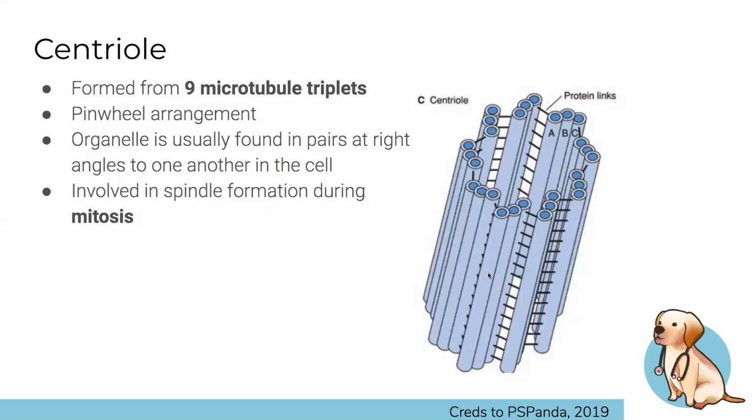The centrioles are always found with one perpendicular to another one, and they float around at right angles. These are used for spindle formation during mitosis.